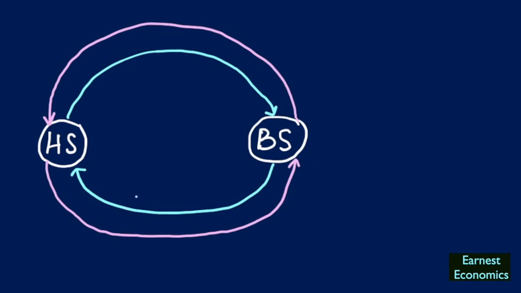Now one thing we need to keep in mind here is that these two flows move in opposite directions. So we have flow of goods and services from the business sector to the household sector, and we have flow of money, that is consumption expenditure, from the household sector to the business sector. So we have flow of factor services from the household sector to the business sector, but flow of factor payments is opposite, from the business sector to the household sector.